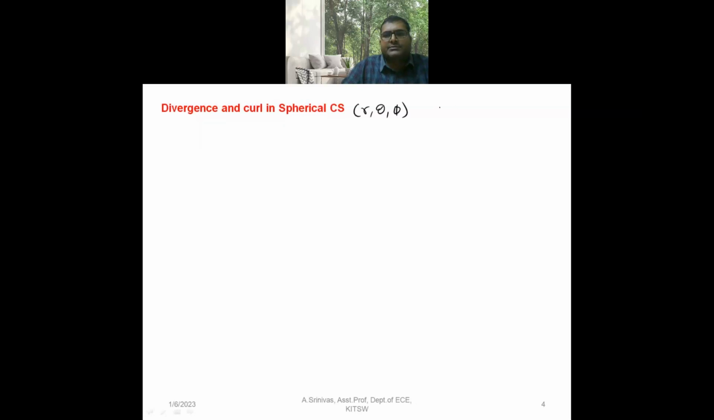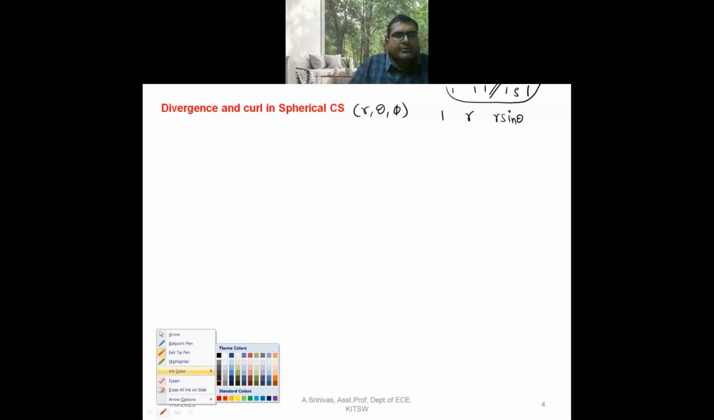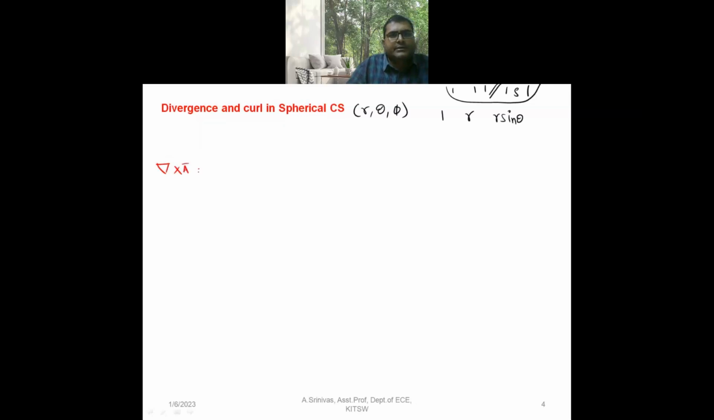And here in spherical coordinate system, you have to follow the notation 1 r sine theta. In Cartesian, it is 1 1 1. In cylindrical, it is 1 rho 1. Now in spherical, it is 1 r sine theta. Now del cross A is a vector quantity. Once again, follow the same notation.